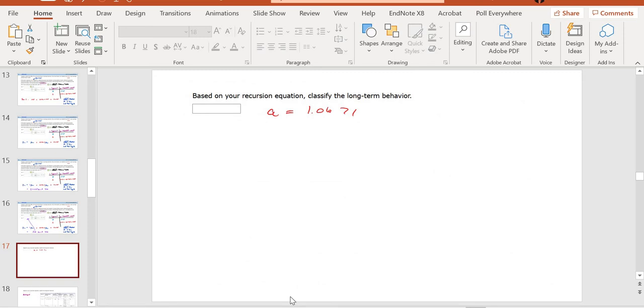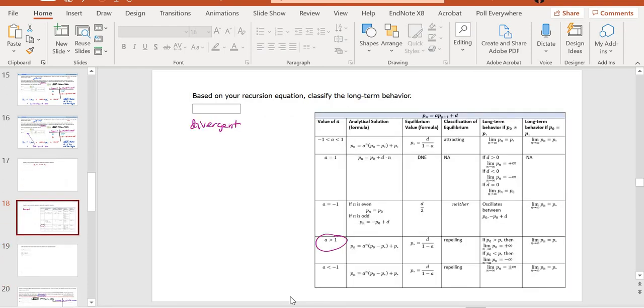The next thing they ask is to classify the long-term behavior. It's not clear whether they want me to have the limit or whether they want me to say it's divergent. So I did peek at the answer. They want divergent. How do I find that out? Well, I have a table that we use in our class. The A is bigger than 1 because A is 1.06. And so I go over here and I have a column which says long-term behavior. And if you look at that cell, it's going to plus or minus infinity, which is divergent. That's what you put here.